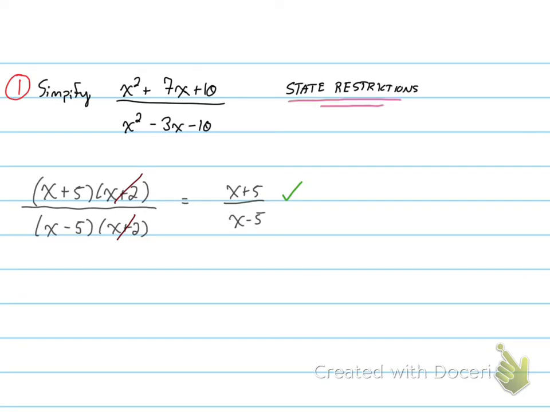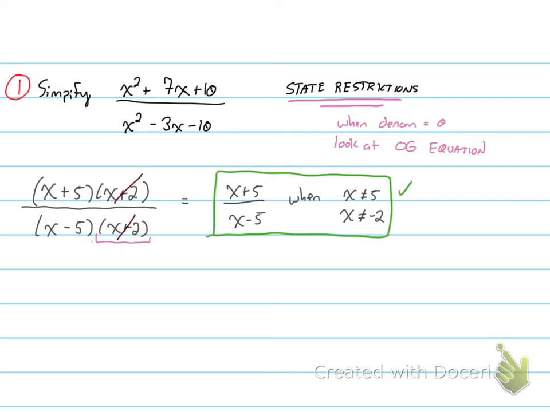Finally, if I want to state restrictions, again, I'm looking for when the denominator equals 0, and I'm looking at the original equation, before I cut out those x plus 2 values. This expression, x plus 5 over x minus 5, works when x is not equal to 5 and x is not equal to negative 2, because both of those values would make the original denominator 0. And that would be my final answer.